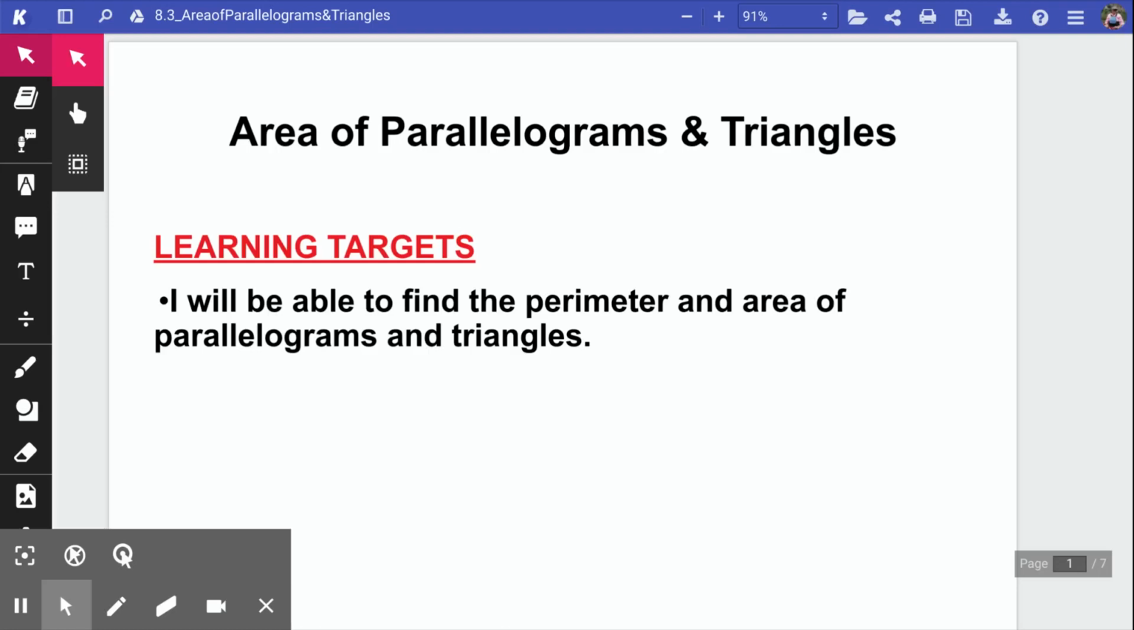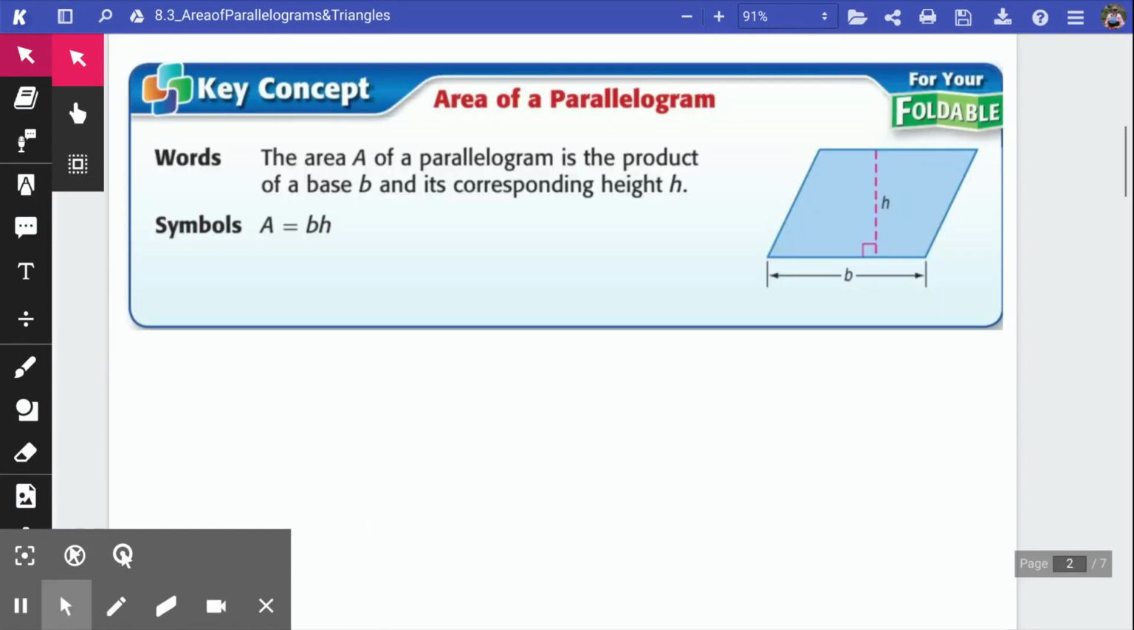In this lesson, we are going to look at and solve problems involving the area of parallelograms and triangles. We've already worked with these two figures throughout the year, but now we are going to apply more of the concepts that we've learned since then to being able to find the perimeter and to find the area of these two figures.